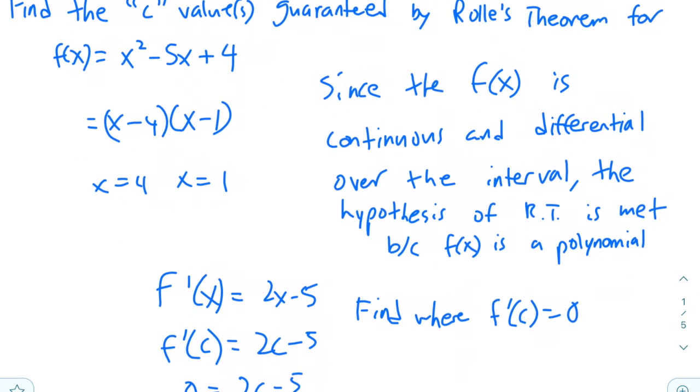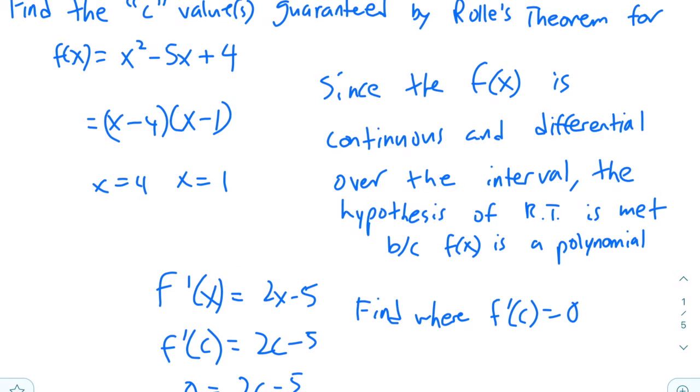Well, we have to first meet Rolle's theorem's conditions before we actually do the math to find c. So we know that f of x is continuous and differentiable over that interval. But how do we know that? Well, f of x, we're given, it's a polynomial. It's x squared minus 5x plus 4. And all polynomials are continuous and differentiable over the domain negative infinity to infinity. It will always be continuous and differentiable no matter what point it is. So, because it's a polynomial, it will fit the conditions of Rolle's theorem, and therefore the hypothesis of Rolle's theorem is met.